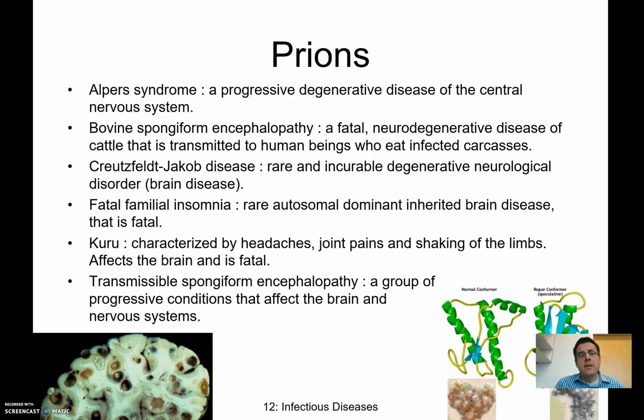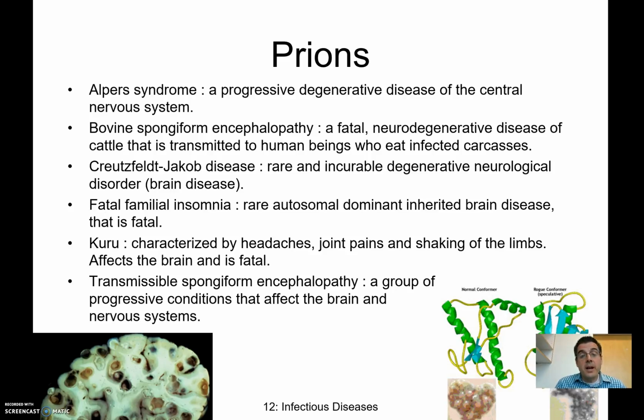When you have this infection within the brain, the infected protein, when it comes into contact with normal protein, causes a conformational change. At that point, it will cause the spongiform scenario, or this holey type of morphology within the brain, and it can ultimately cause a progressive degenerative disease of the central nervous system.